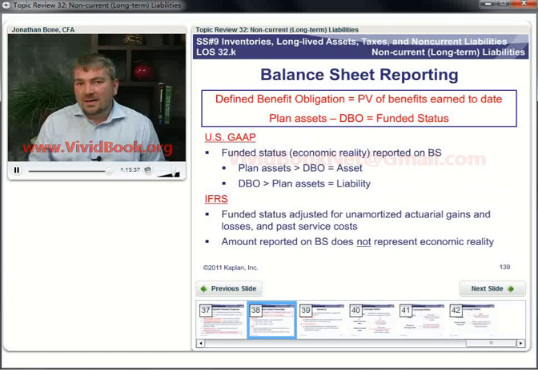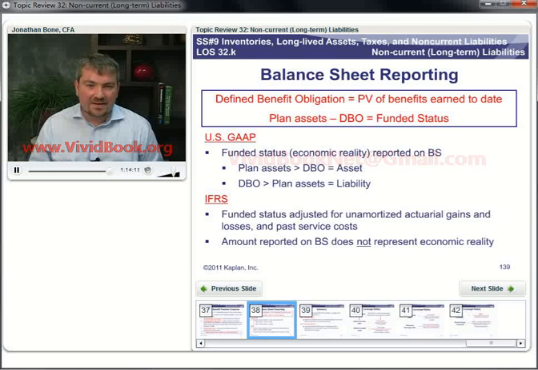Now, if we take the fair value of the plan assets, the market value of the plan assets, and subtract the liability, the defined benefit obligation, we get funded status, which is the economic position of the plan. Under US GAAP, the economic position of the plan is reported on the balance sheet. So if the plan assets are bigger than the liability, you're going to have an asset equal to funded status. If the plan liability is bigger than the plan assets, you're going to have a liability equal to the underfunded status.